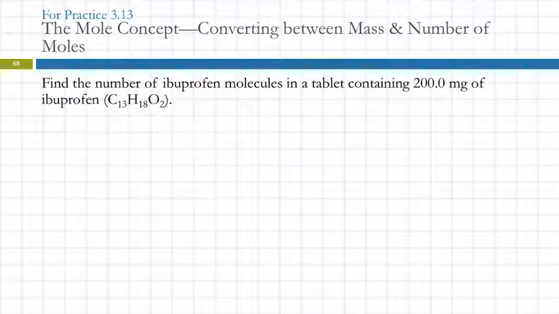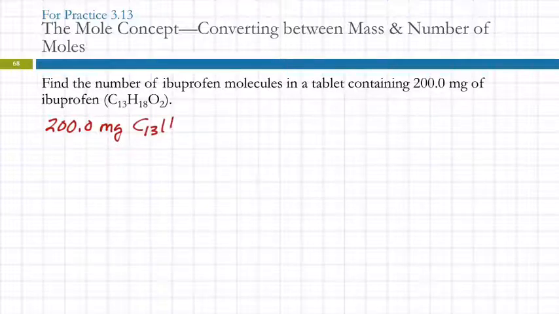So find the number of ibuprofen molecules in a tablet containing 200 milligrams of ibuprofen. And there is the chemical formula. So dimensional analysis. We identify where we're starting here. There's only 1 number given in the problem. Oh, I'm doing this in red. Okay. 200.0 milligrams. Milligrams of what? Milligrams of this.